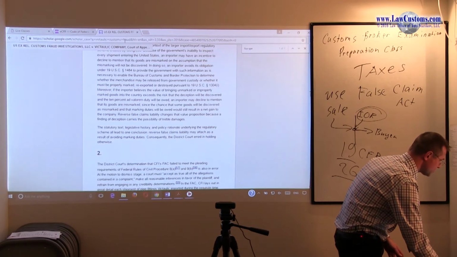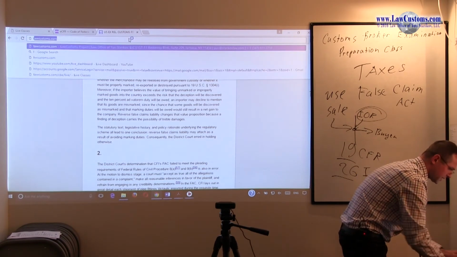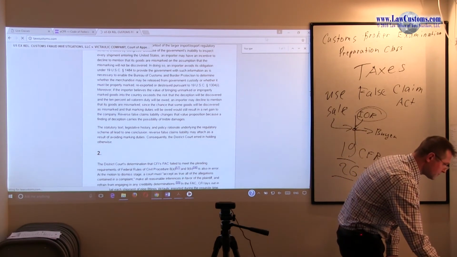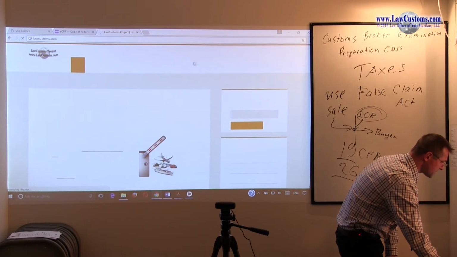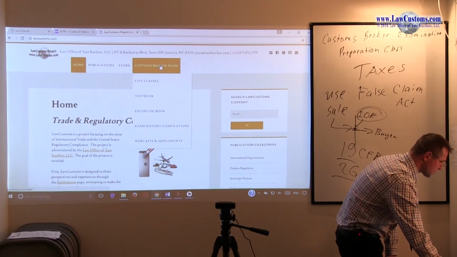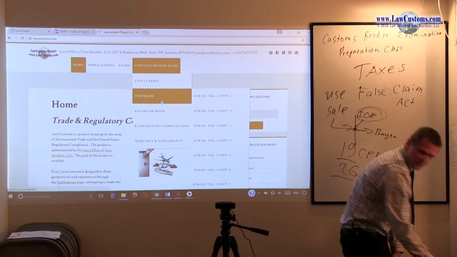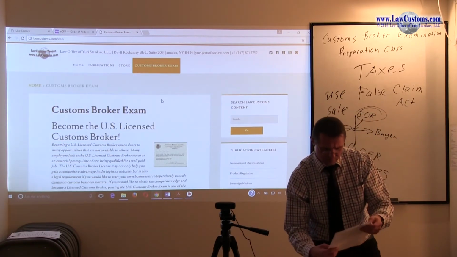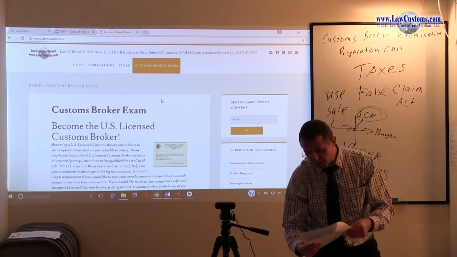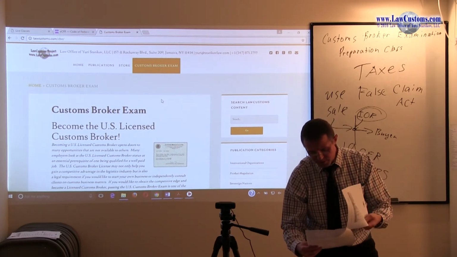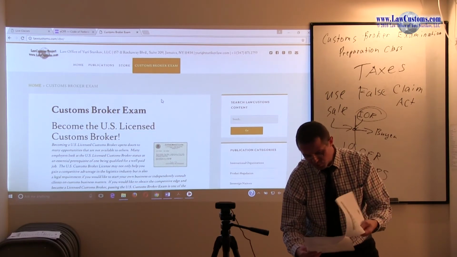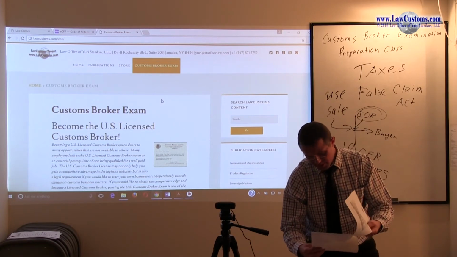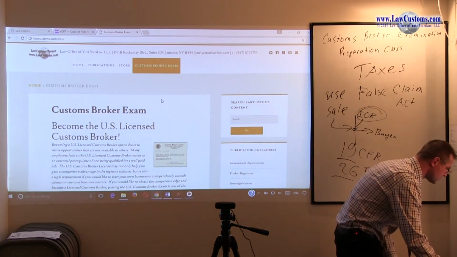I provide links on the lawcustoms.com website, and it is under the customs broker exam provision. So the relevant table for alcohol, distilled spirits, as well as for tobacco products would be on page 20 and page 21 of the appendix. So let's see.